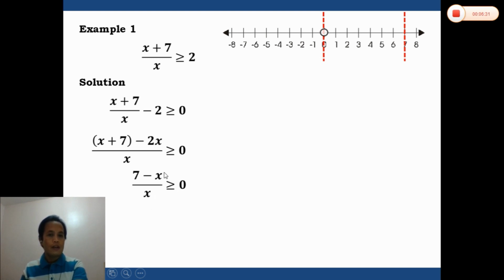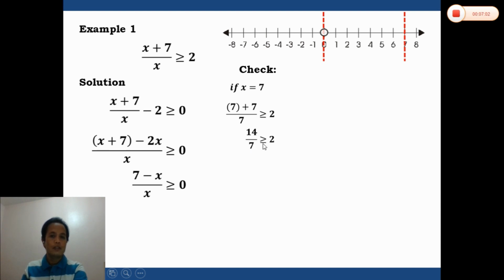So to check if 7 is part of the solution set, we need to go back to the original inequality. If x is equal to 7, which is the value that we indicated here, we need to substitute this to the original inequality, which is x plus 7 over x. So that is 7 plus 7 over 7 is greater than or equal to 2. So 7 plus 7 is 14 over 7 is greater than or equal to 2. So that is 2 is greater than or equal to 2. So this is a true statement. Why? Because 2 is equal to 2. Since this is a true statement, meaning 7 is part of the solution set. So to indicate this in the number line, we have to have a solid dot.